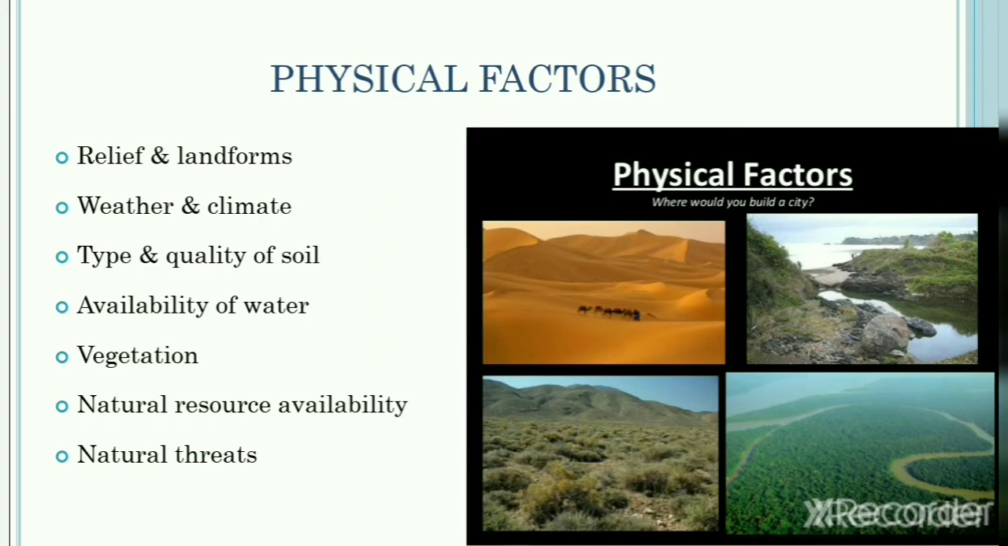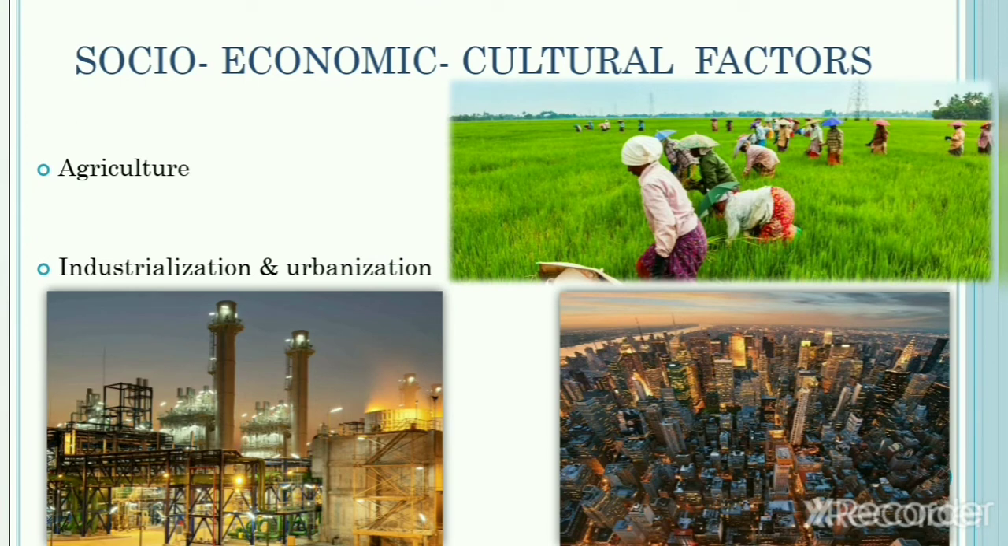Now let's look into the human factors. Among the human factors, the socio-economic cultural factors play a very important role in the distribution and density of population in an area. Areas with well-developed farming of crops or animals often tend to be more densely populated than areas with less agriculture.